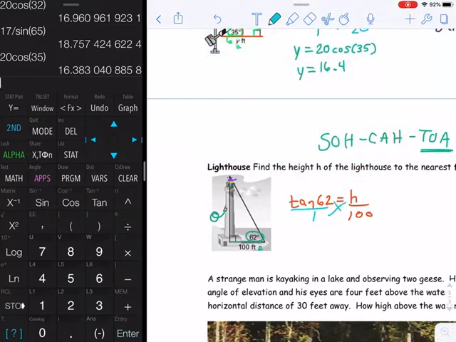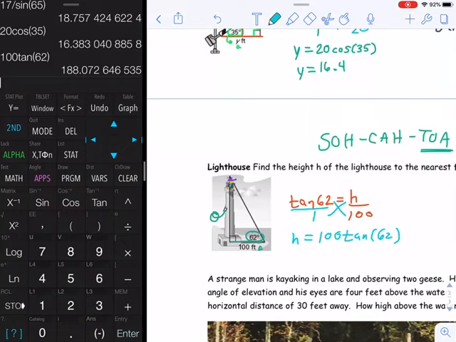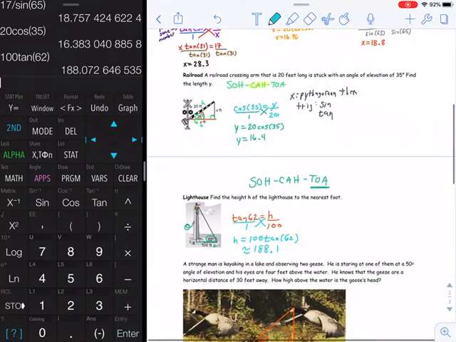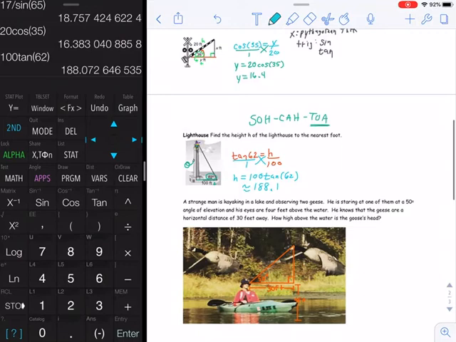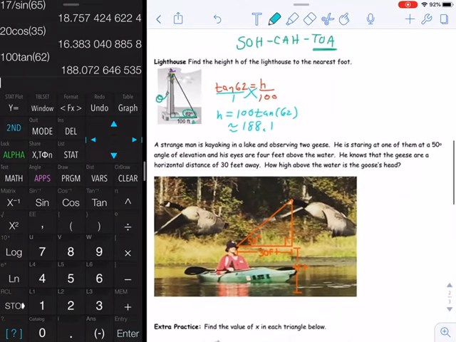Put it over 1, cross multiply, h equals 100 tan 62. Have to plug that into my calculator. And the height is about 188.1. Boom, nailed it. All right, next problem.